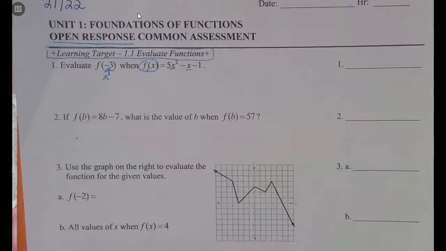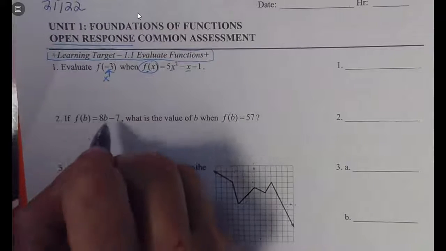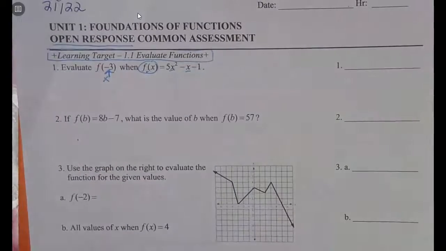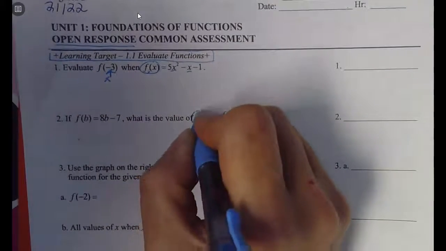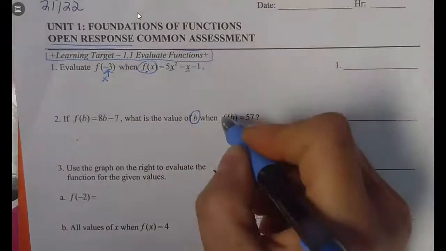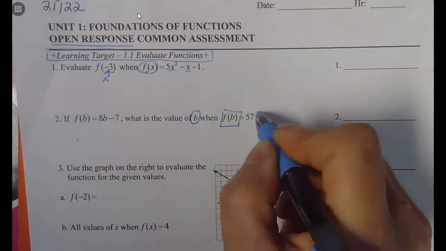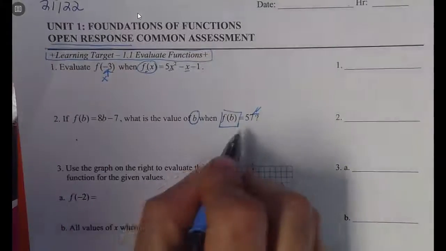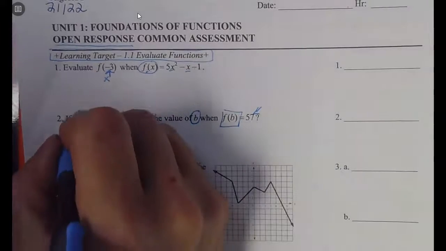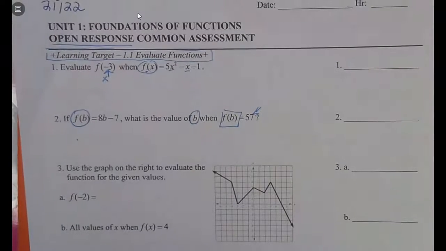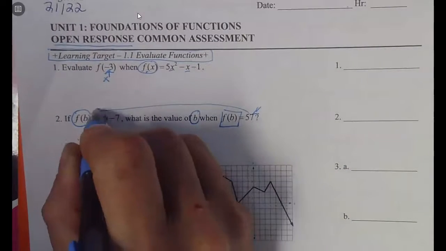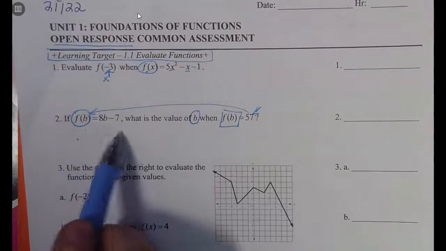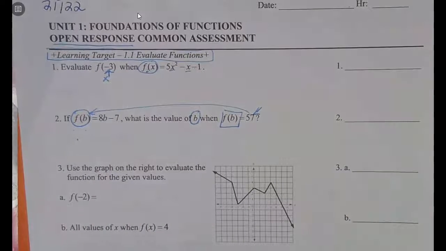Number 2, if f of b equals 8b minus 7, what is the value of b when f of b equals 57? So here is the opposite. We are giving you this part. So you will plug this in over here and have 57 equals 8b minus 7, and then you'll solve and tell us.